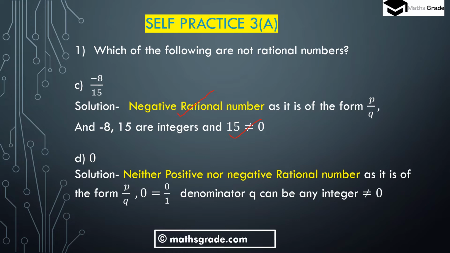D, 0. 0 is neither positive nor negative rational number as it is of the form P divided by Q, where we can write 0 as 0 divided by 1, where both 0 and 1 are integers and denominator Q can be any integer but that is not equal to 0. So 0 is neither positive nor negative rational number. 0 is a rational number.